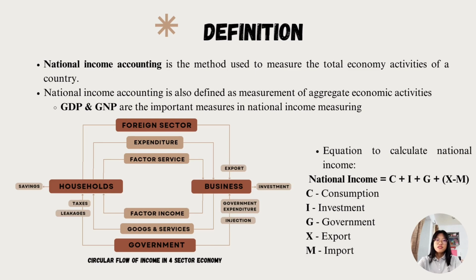The figure below shows the circular flow of income in a four-sector economy. In a four-sector economy, national income can be calculated by the formula C plus I plus G plus X minus M. Assume that we are in a nation with a four-sector economy. We have household, business, government, and also foreign sector.